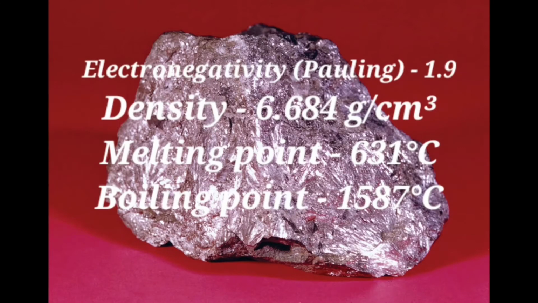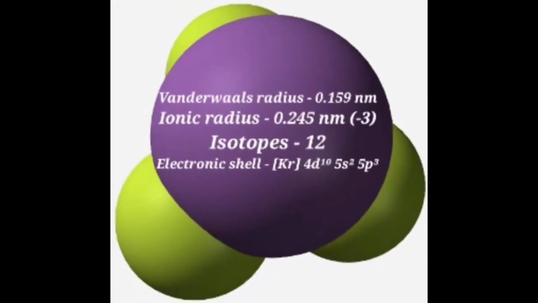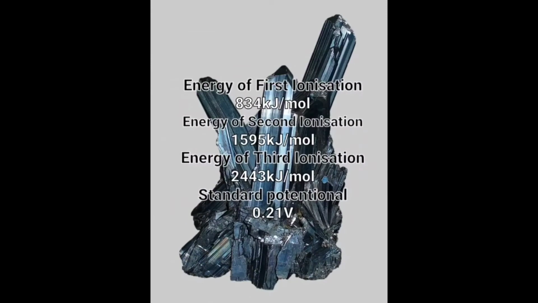The boiling point of antimony is 1587 degrees Celsius. The Van der Waals radius of antimony is 0.159 nanometer. The ionic radius of antimony is 0.245 nanometer. Antimony has 12 isotopes. The electronic shell of antimony is [Kr] 4d10 5s2 5p3. The energy of first ionization of antimony is 834 kJ per mole.